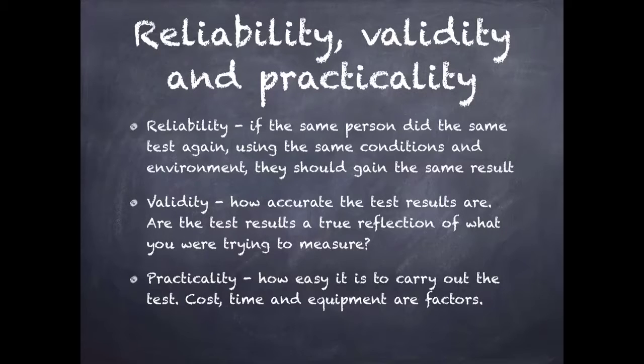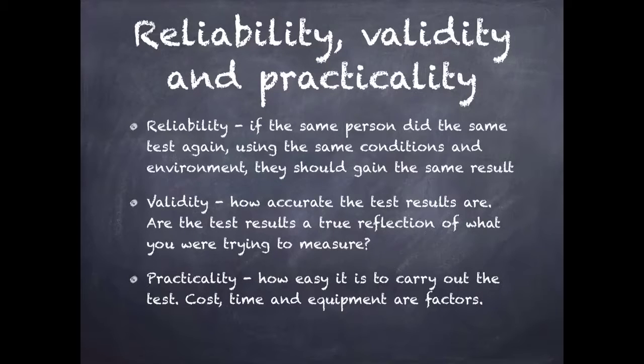The validity of your results. This is how accurate the test results are, or how accurate the test you're using is to test what you want it to test. So for example, if you want to know how flexible somebody is, how valid is the sit and reach test to test somebody's whole body flexibility? And then the practicality, how easy it is to actually carry out the test. Considering this, you'd think about the cost of it, the time it takes to actually do it, and the equipment that you actually need to be able to carry it out. Hopefully you understand those three and you're able to remember those and describe what they mean.